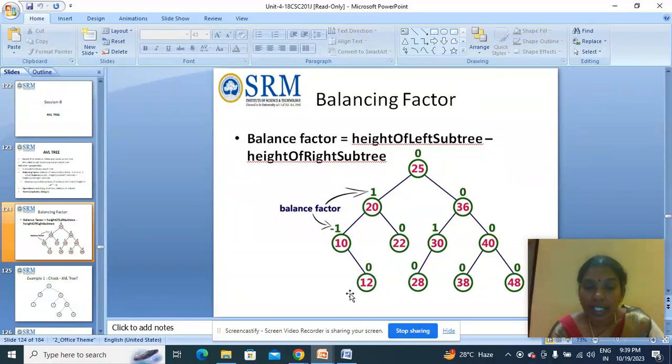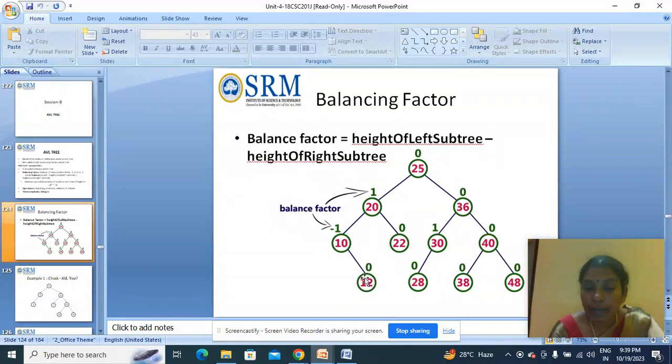Here for the 12 there is no left and right child, so it is only a node. This is called a leaf node. So the balance factor for this node is 0. Next, we have to take 10. To find the balance factor of this 10, we need to check the left subtree height as well as the right subtree height of this 10. For the 10, there is no left subtree, so the height is 0.